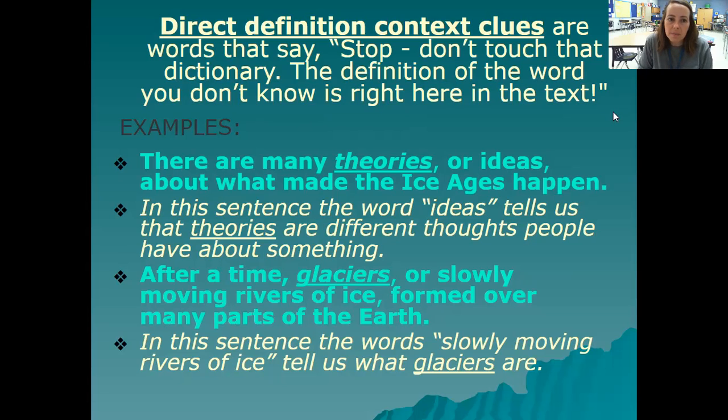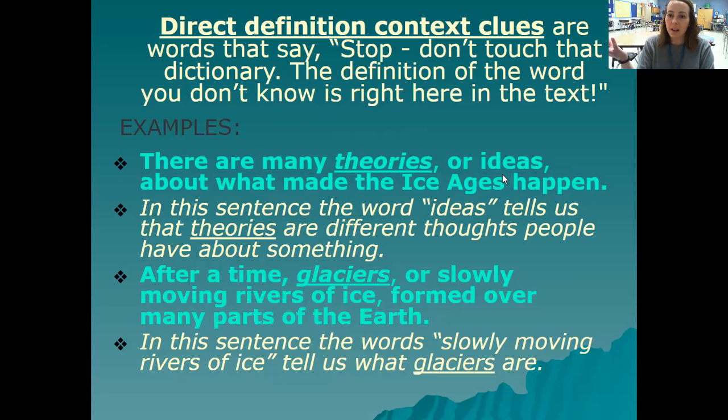Okay, so let's look at some examples. The first one says, there are many theories or ideas about what made the Ice Age happen. So our unknown word is theories in this sentence. Well, the author gives us the meaning of the word theories right next to it in those commas. It says theories or ideas. So the author tells us that theories and ideas mean about the same thing. So theories are different thoughts or ideas that people have about something.